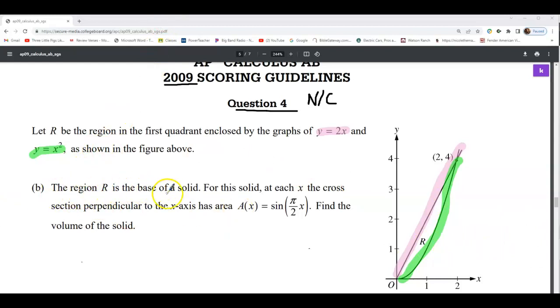So the region R is the base of a solid. Now when they say this, we're talking about the cross-section problems. For this solid, at each x, the cross-section perpendicular to the x-axis, that means we're going to be integrating with respect to x, has an area of this. Now this is a little different than our regular cross-section problems, but we did do one like this in class. Find the volume of the solid.